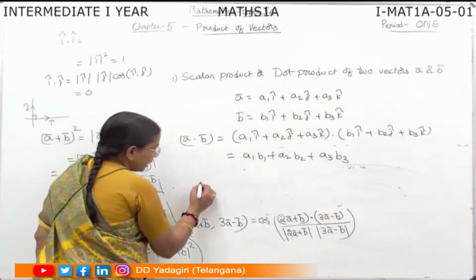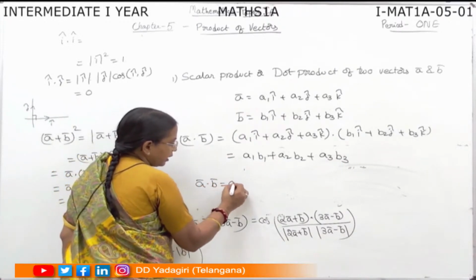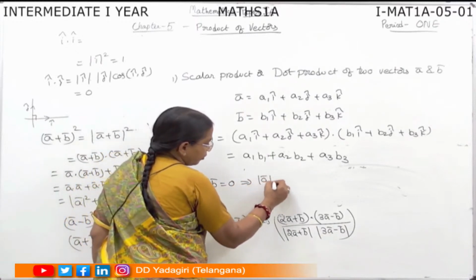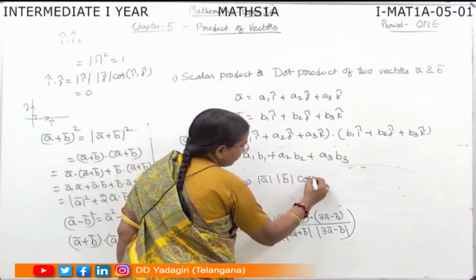Now suppose that a dot b is 0. a dot b is 0 means mod a mod b cos of angle between a and b is 0.